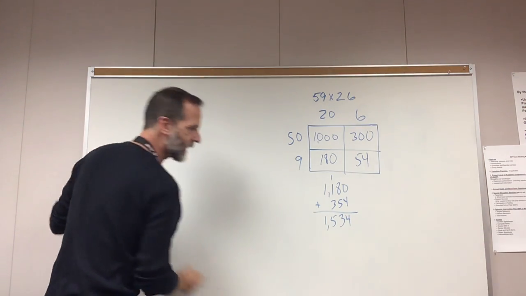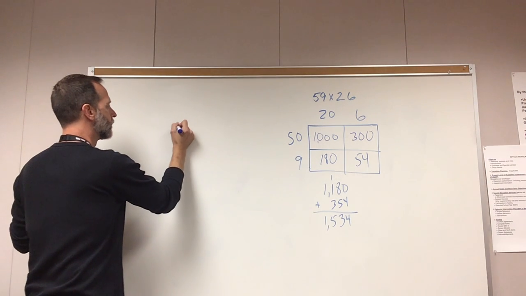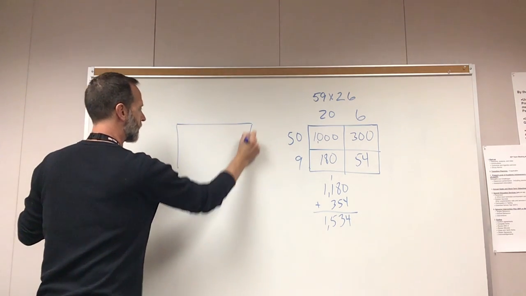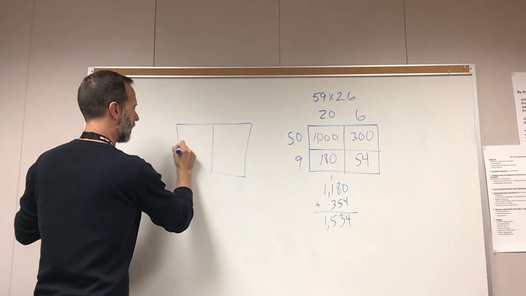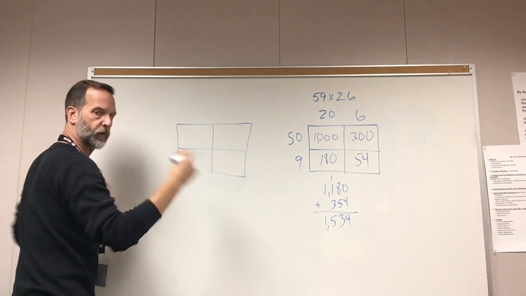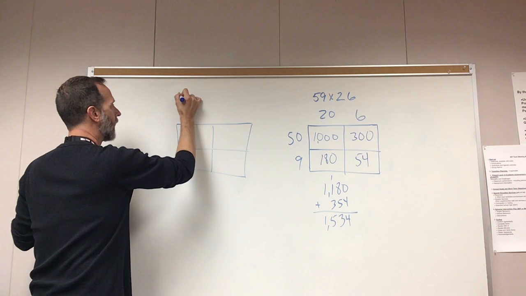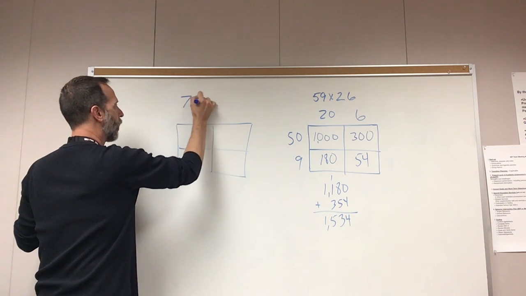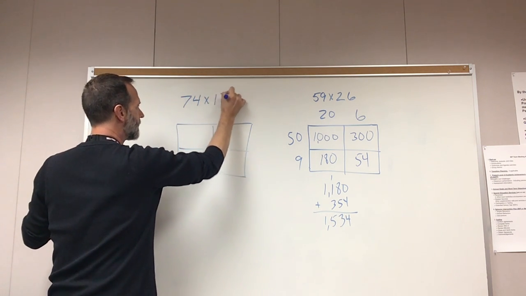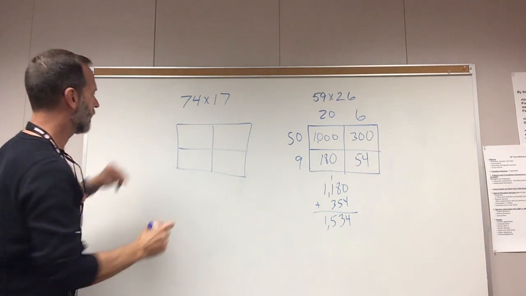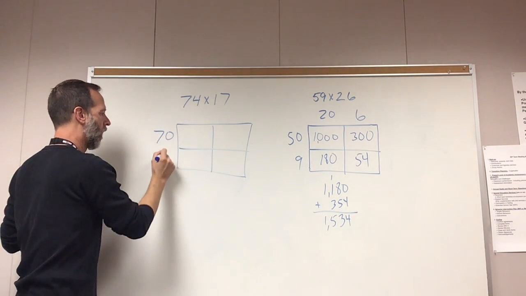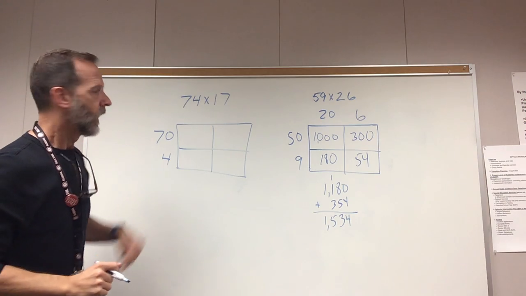A lot of kids have success with this early. Okay, we'll make our model. Again, this is for 2-digit times 2-digit. Let's do 74 times 17. Okay, 74 is 70 and 4.